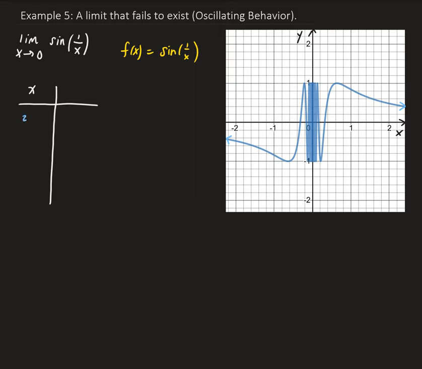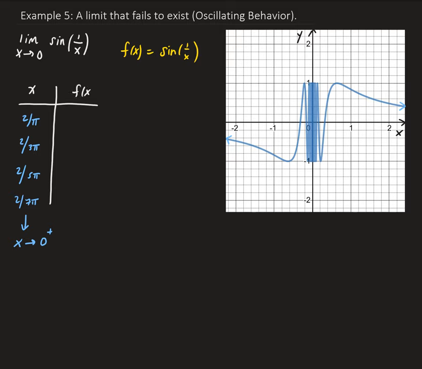I'm going to start with 2 over pi, then 2 over 3 pi, then 2 over 5 pi, and then 2 over 7 pi. By keeping the numerator the same, in this case 2, and slowly increasing the denominators, x is approaching 0, particularly from the right side.